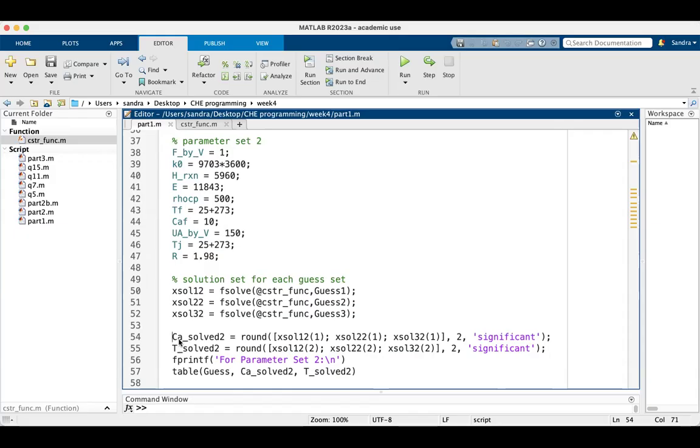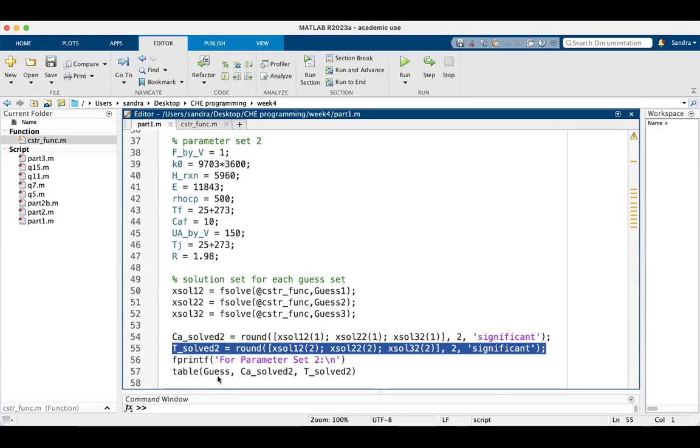So this is how you round off in MATLAB. You can see the command for yourself. Now again, the second one is the temperature. So for temperature also, it has to be the second value in the solution. So that is xsol 1 with the second index, again the second index, again the second index, again rounding off to two significant digits. Once you have rounded that off, then we create the table.